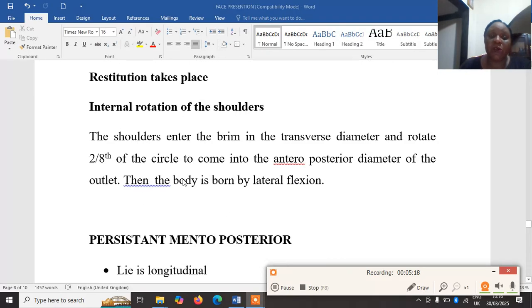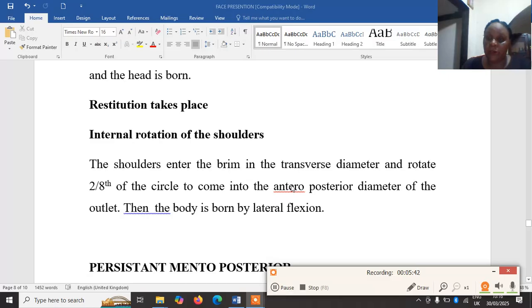Internal rotation of the shoulders will also take place in the transverse diameter, and they will also rotate 1/8 of a circle to come into an anteroposterior diameter of the pelvic outlet. And then this baby will be born by lateral flexion. So in face presentation, we also have 3 outcomes. The first outcome is a short rotation when we have mentoanterior.